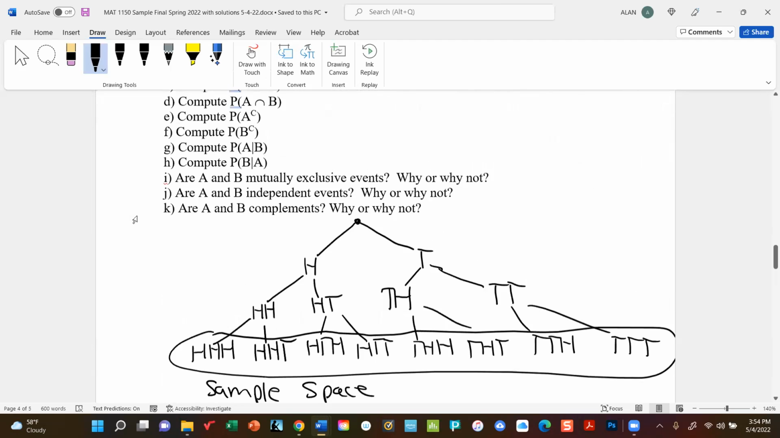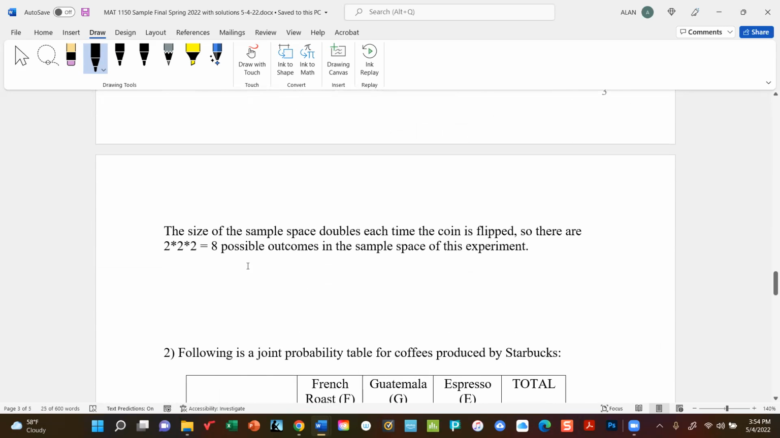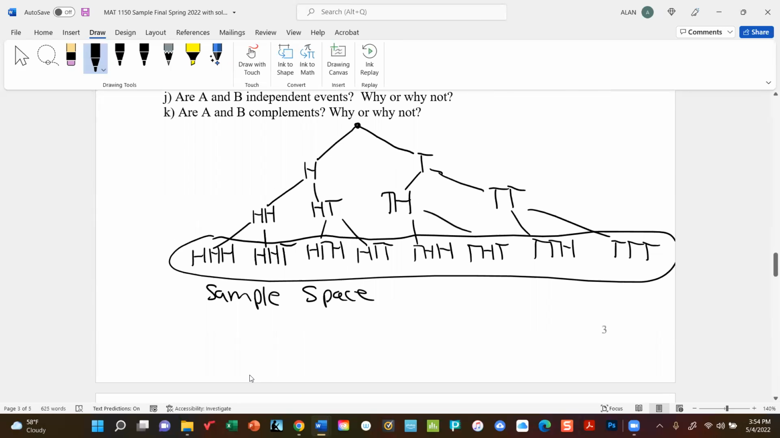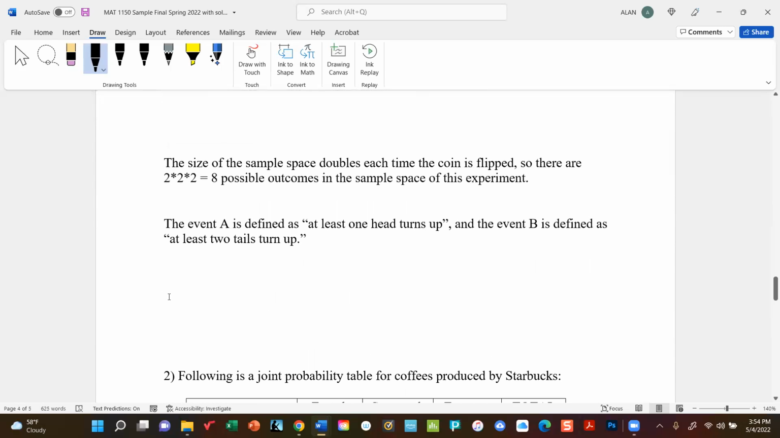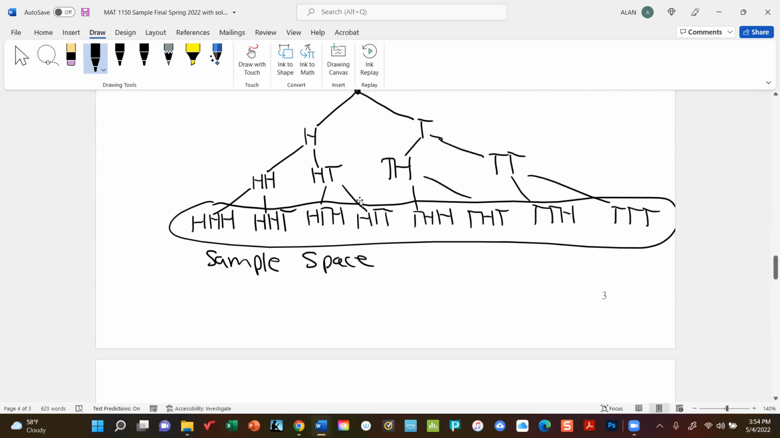Now, once we got that established, normally there's going to be 2 events that we have to worry about. A means, let me copy this down here, at least 1 head. So if you look at all of these flips, at least 1 head means everything except 3 tails.